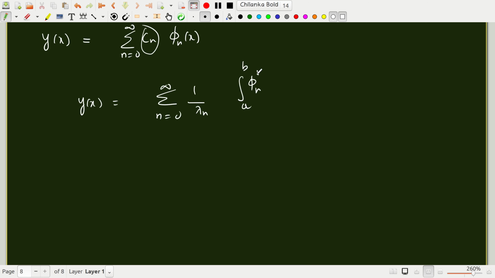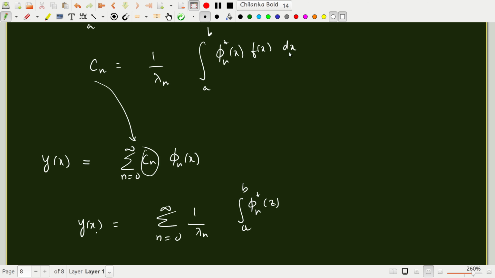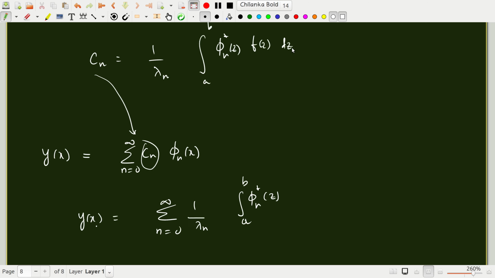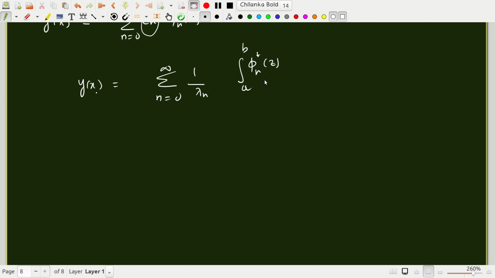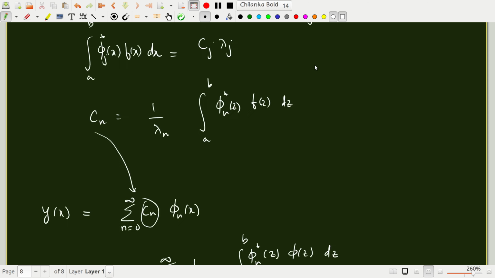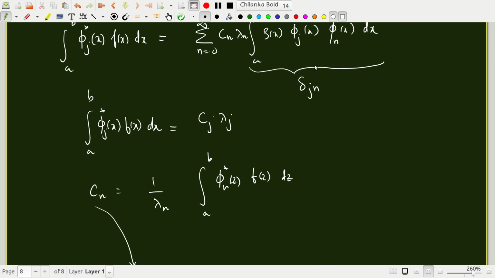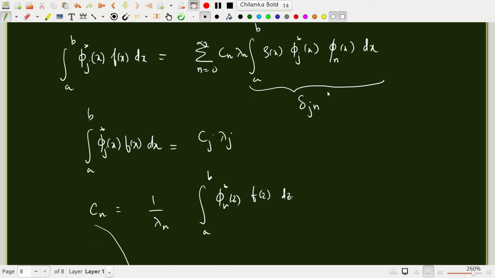phi n star of z. Now because here there is x and these constants are integrated over some dummy variable x here, this x is not the same x here, so I'm using the dummy variable z. So here I could have equally written z. Okay, so in the same way I'm writing phi n star of z, phi of z dz. So I'm assuming the eigenfunctions to be orthonormal, so this becomes delta jn.